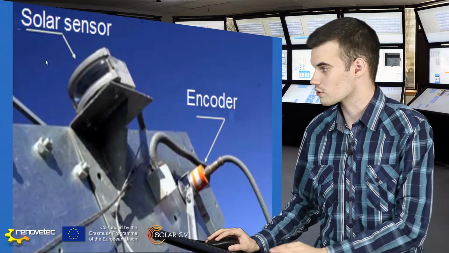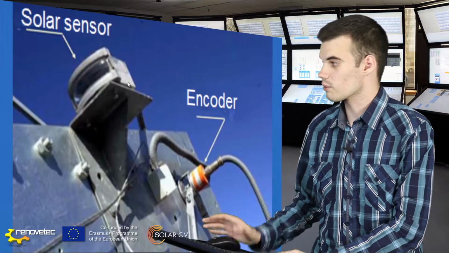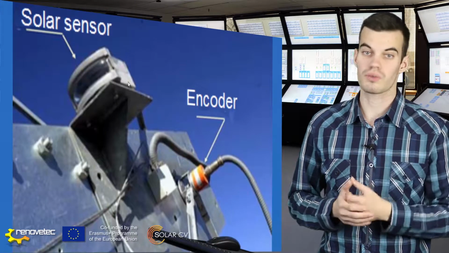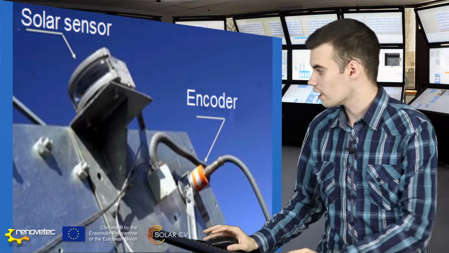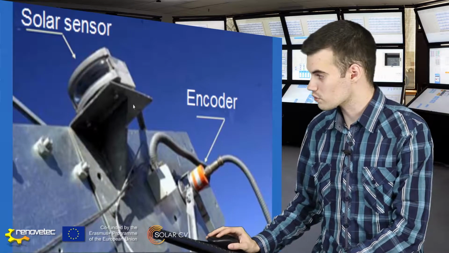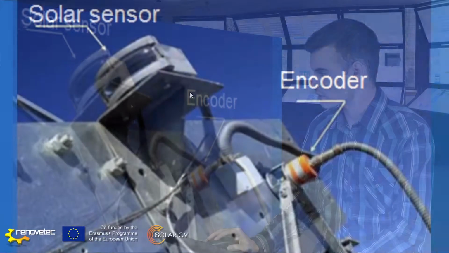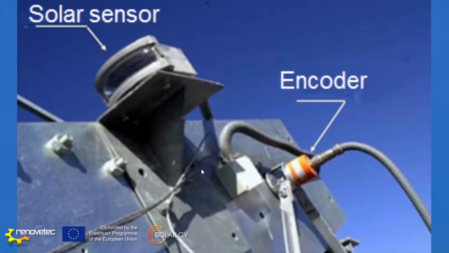Here we can see the solar sensor, which is able to measure this position thanks to different angles, and the encoder, which is going to transform this data, temperature, pressure, and the position of the sun, into digital code.